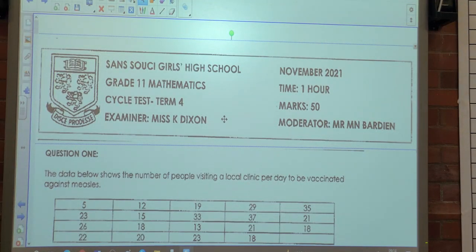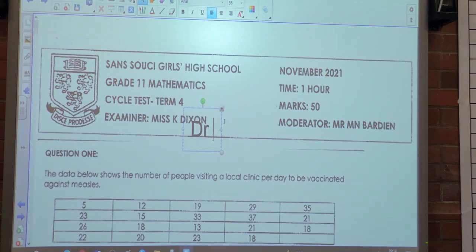So today we're looking at the November 2021 cycle test. Now this is in preparation of your cycle test 4 for this term.